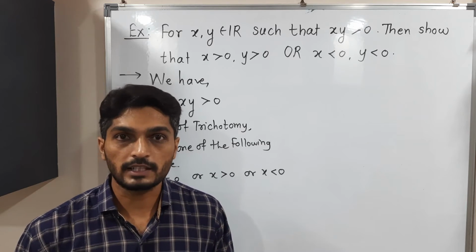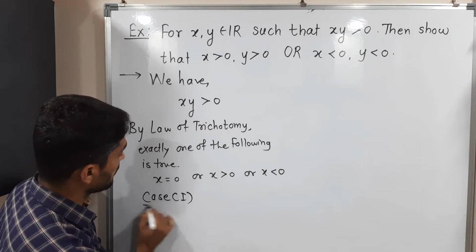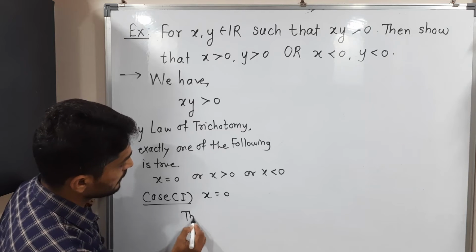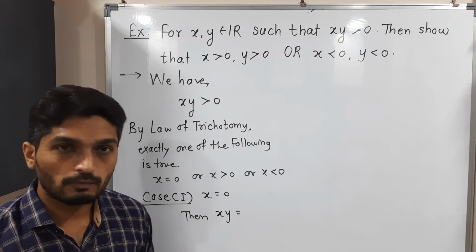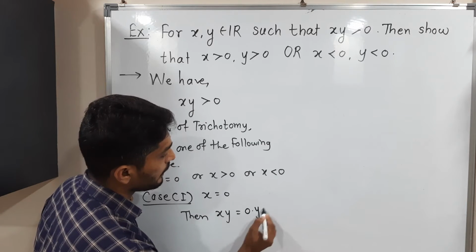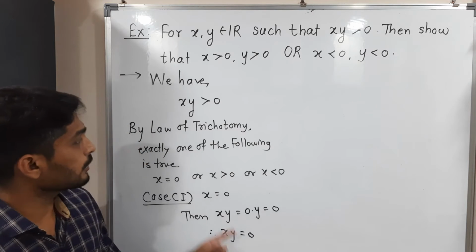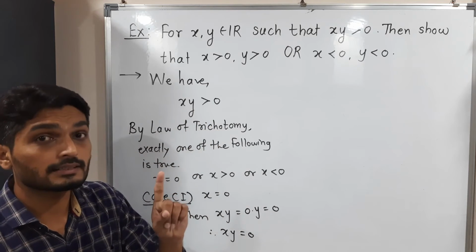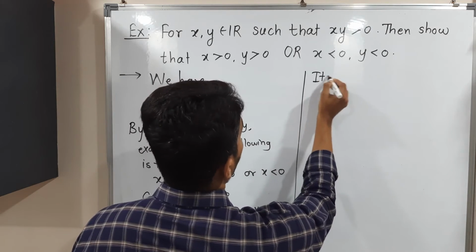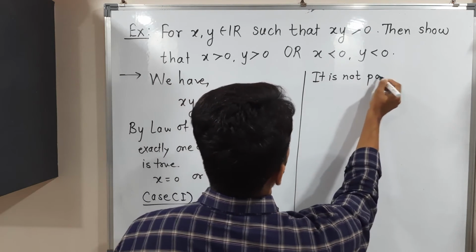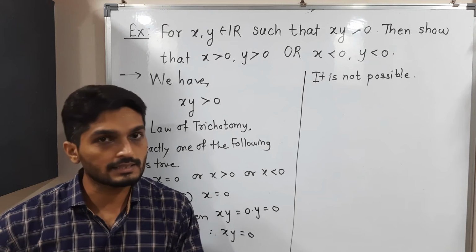First case, obviously I will take x is equal to 0. Case number 1, x is equal to 0. If x is equal to 0, x into y will be, I don't know the value of y, but I know the value of x, 0 into y is equal to 0. So we are getting xy is equal to 0, but it is not true since it is given x into y is greater than 0. So it is not possible. That means this case is not possible. That means x cannot be 0.